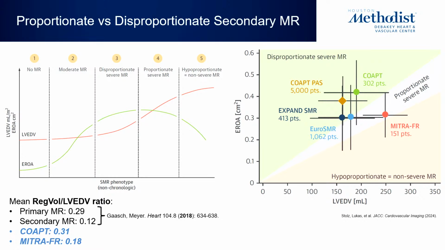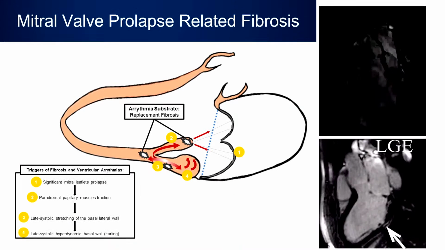And it's important, when we're reading those studies, to look at the EROA over EDV ratio or regurgitant volume over EDV ratio to get a feel for whether this patient will respond to the catheter therapy as opposed to just GDMT.